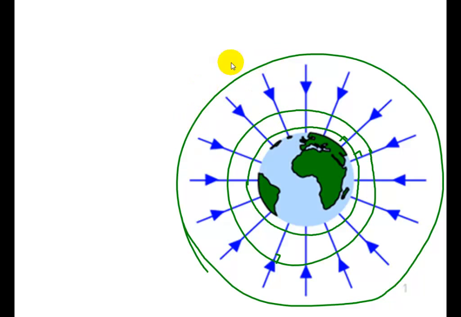Here are the field lines, the blue lines near to the Earth, and the green lines show the lines of equipotential. Notice that they're close together near the Earth, they get further apart as you get away from the Earth. Notice also that they meet the field lines at 90 degrees, or rather they should.